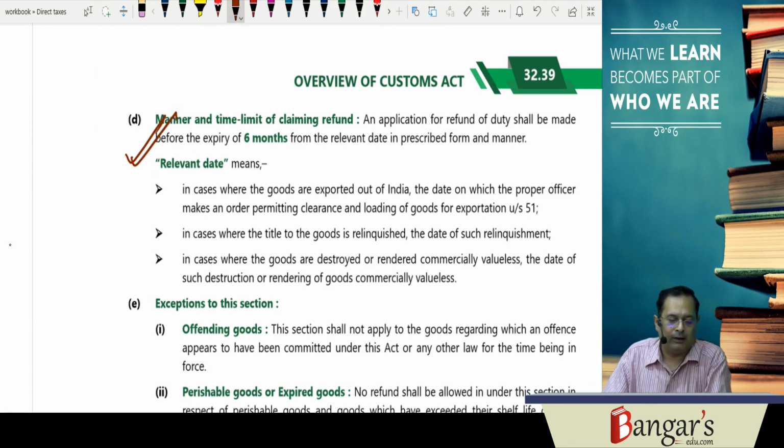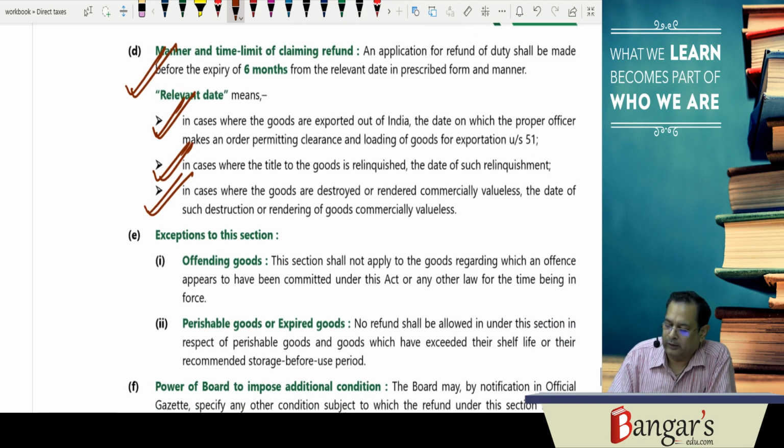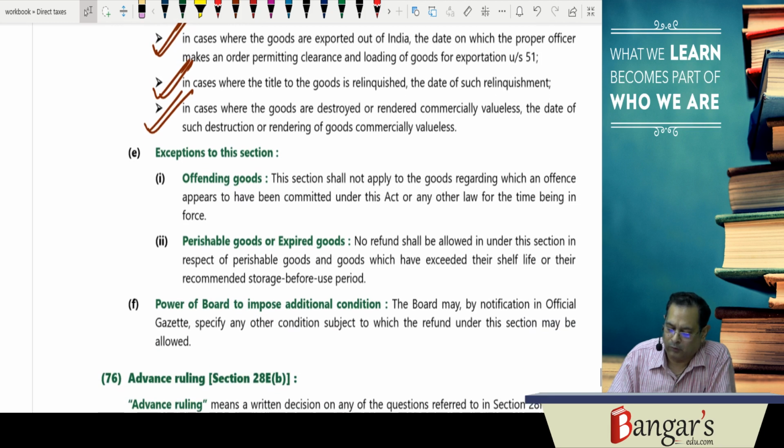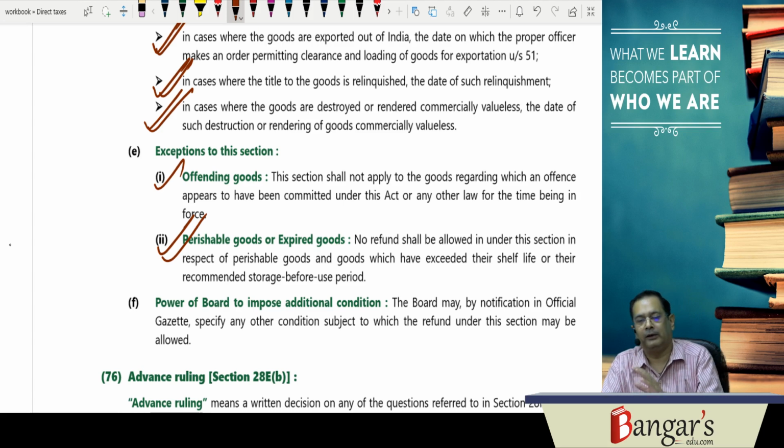What is the relevant date? If you export the goods, the date when the proper officer gives an order for clearance of goods for exportation. If you relinquish the title, the date when you relinquish the title. If the goods are destroyed or rendered commercially valueless, the date of destruction or when the goods were rendered commercially valueless. However, refund will not be granted if an offence appears to have been committed in respect of the goods, or the goods are perishable in nature.